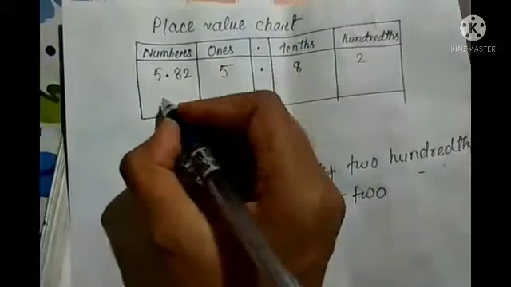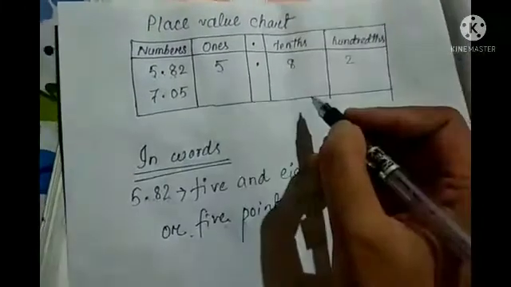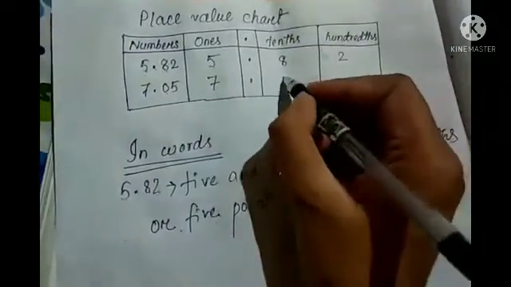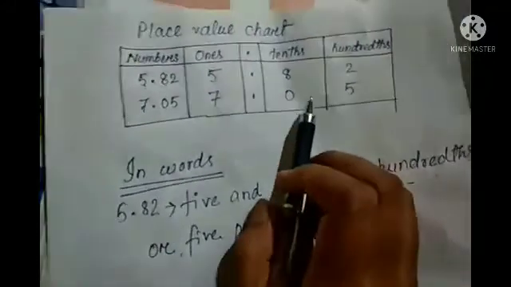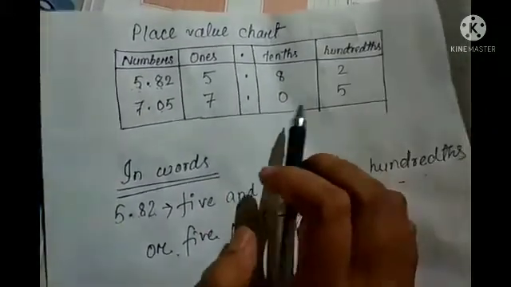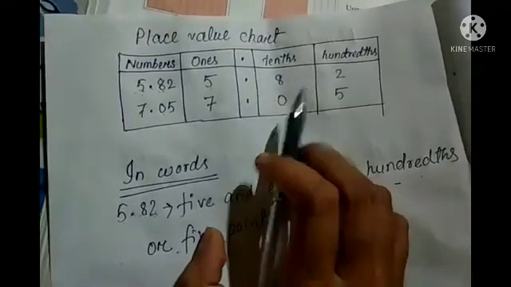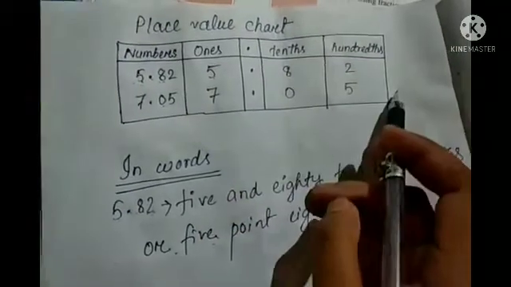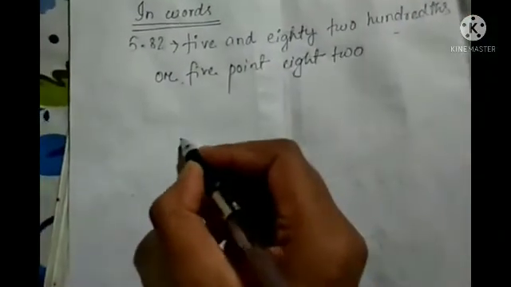Now, if we take another example, suppose 7.05. So students, 7 is a whole number, then the point, and in the tenths place what is given? 0. So we have to write 0 here and here 5. Students, as I told you, if we add 0 after a decimal it does not have any value. But here, this is also after the decimal, but this 0 is very important because it is not at the last.